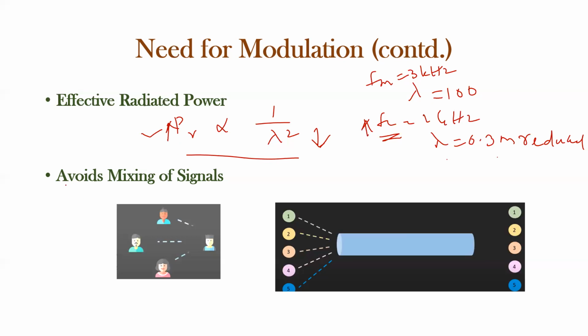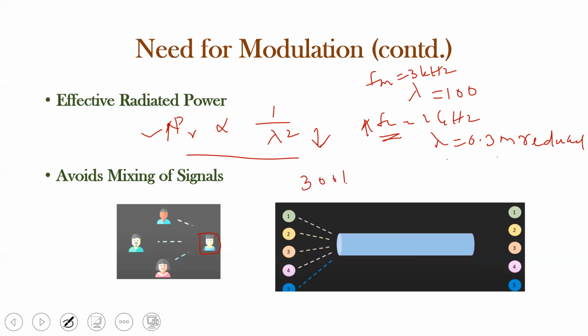The third important need for modulation is it avoids mixing of signals. Now let us assume that in a room, 3 persons are talking simultaneously to a single person. Definitely this person is not going to hear anything from any of these people, because all are talking simultaneously. So no information will be received by this person. In the same way, let us assume that there are 5 users, and all 5 users are transmitting through the same communication channel.